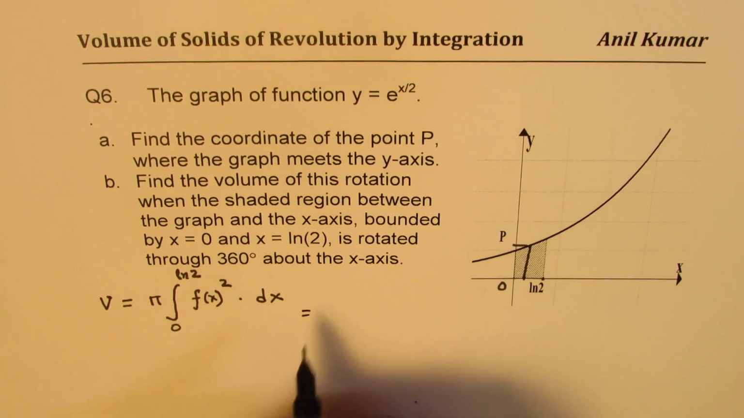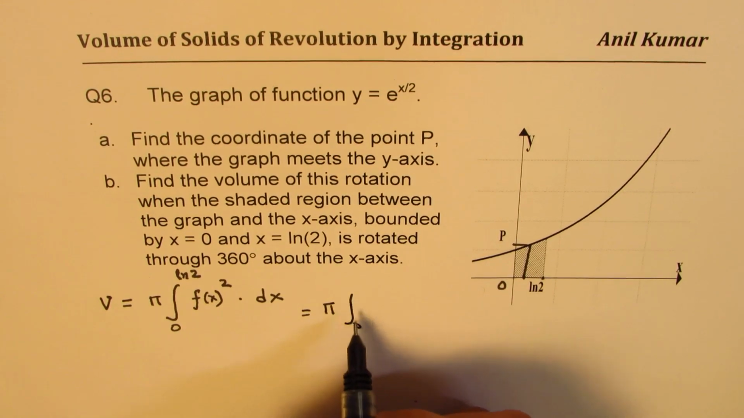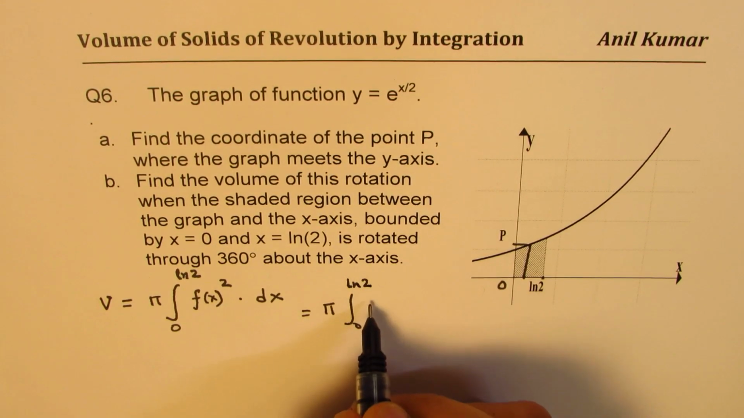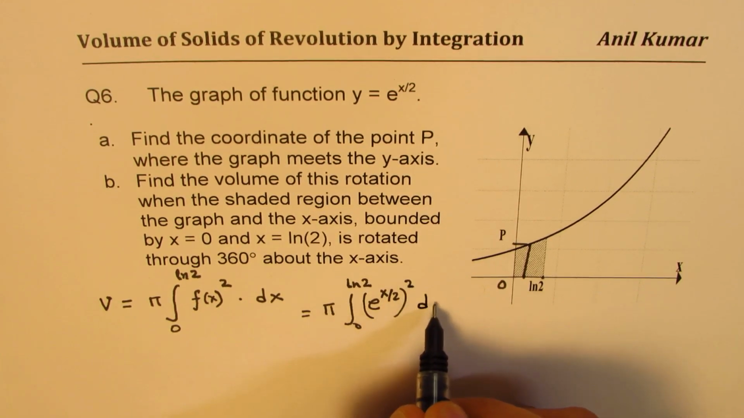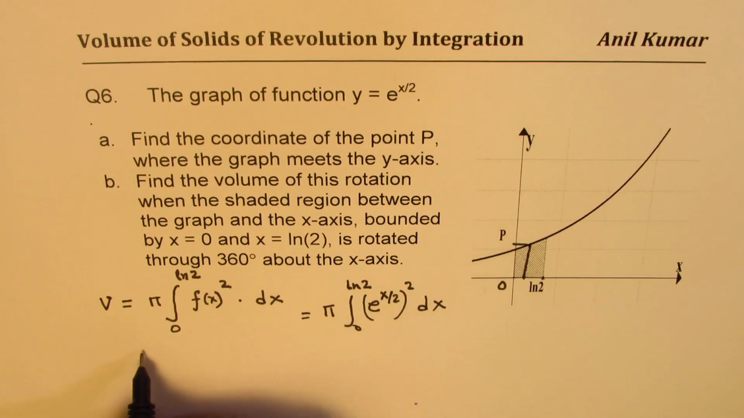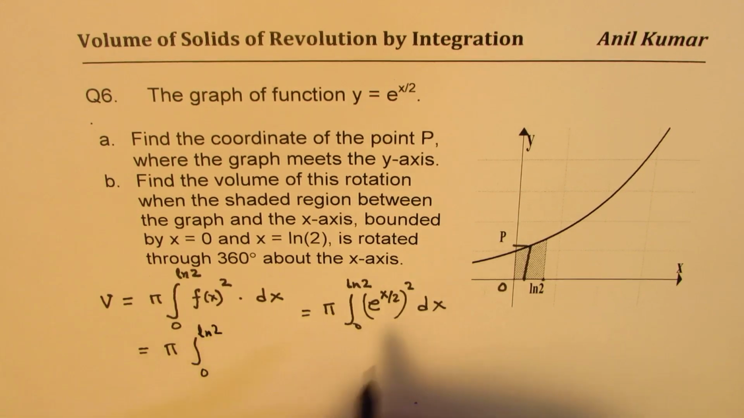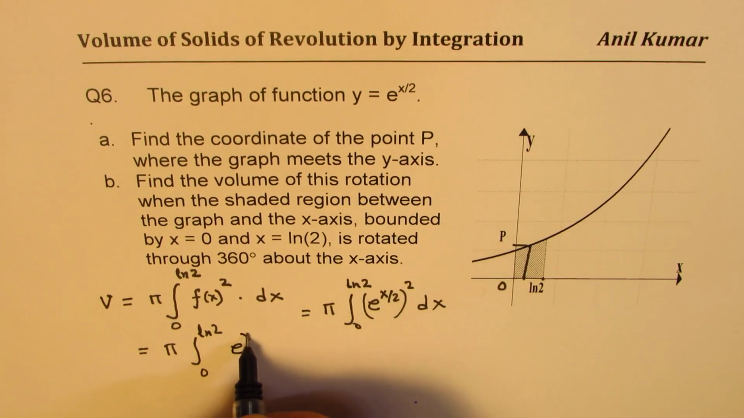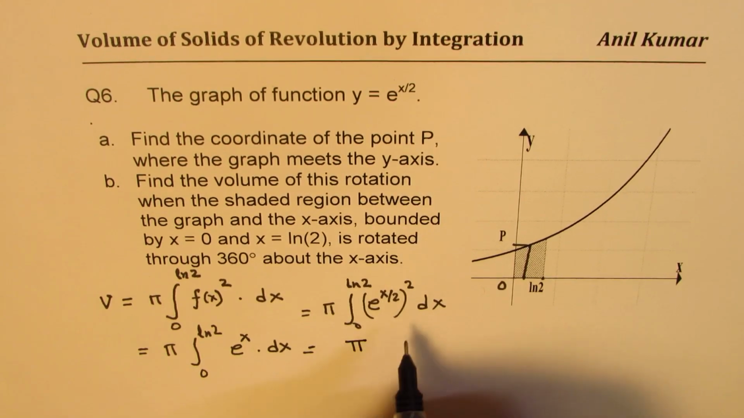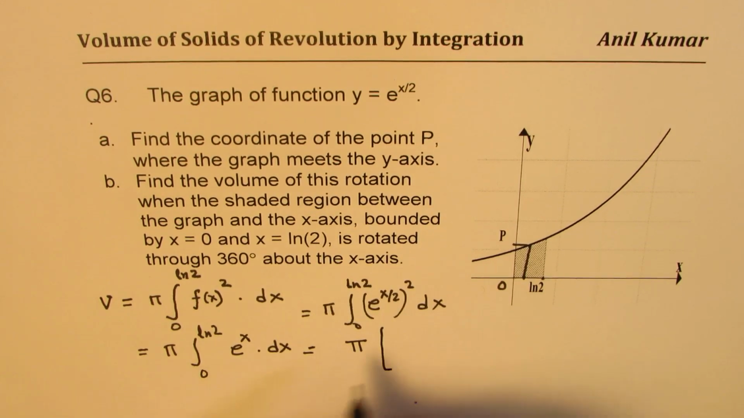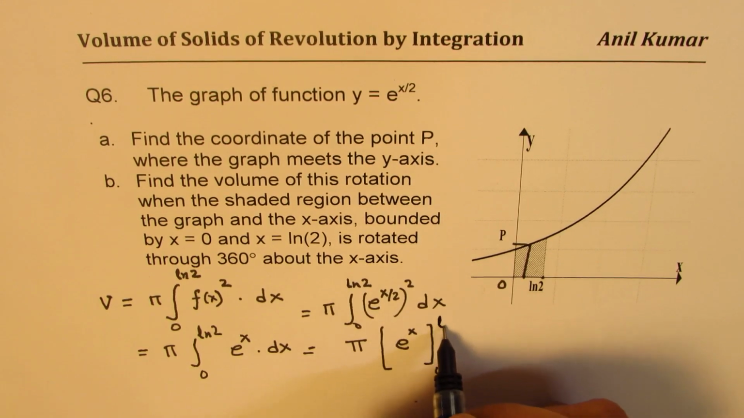Now substituting what we know about f of x, e to the power x over 2, we get pi integral from 0 to ln 2 of e to the power of x by 2 whole square dx. Correct? So that gives you pi integral 0 to ln 2. When you square it, you get e to the power of x dx, right? You can now calculate this value. The integral of e to the power of x is e to the power of x itself, from 0 to ln 2.